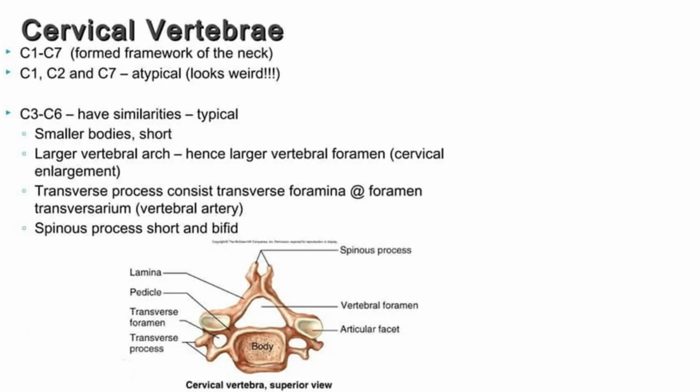Cervical vertebrae contain smaller bodies, a large vertebral arch, and transverse processes, and here in the transverse process it contains a foramen, which is the differentiating feature that makes it different from the rest of the vertebrae. It also contains a spinous process which is short and bifid. Make sure that you look at the labeling below of the cervical vertebrae.